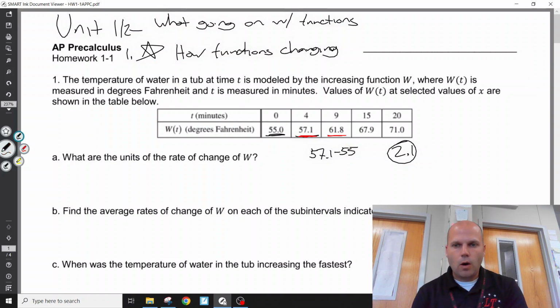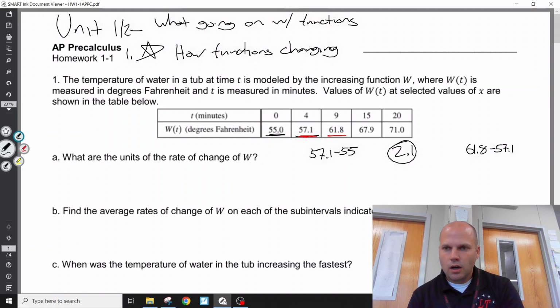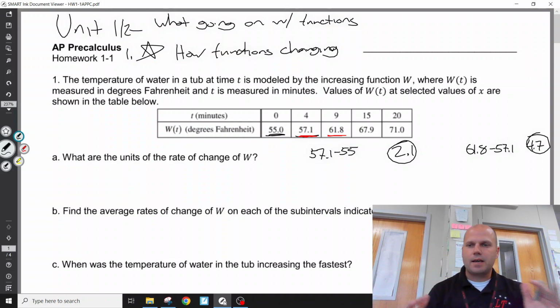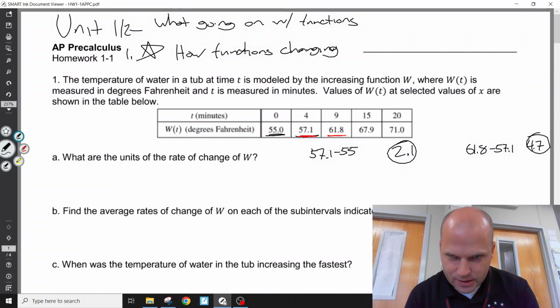Oh, I went up 2.1. And then by subtracting these two numbers, you could say, oh, I went up 4.7. Oh, I must have gone up more here. Well, the problem is you can't compare these two numbers without context.